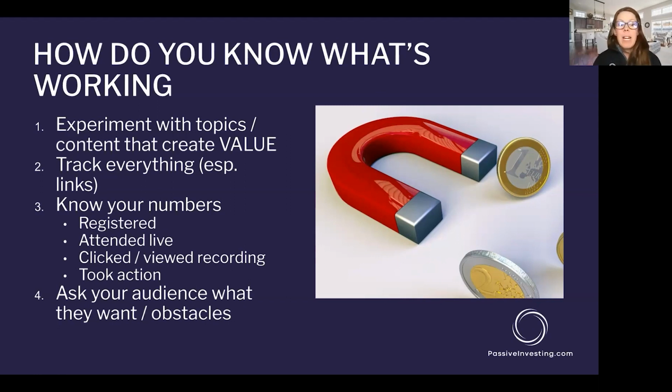And then number 4, another way to see what might be working is to actually ask your audience what they want. What do they want to hear about from you? What are their obstacles? What can you solve? Because if you're speaking directly to your audience, either personally at conferences, meetups, or by asking the question on your live webinars and podcasts, asking for that feedback, they'll tell you what they want to hear from you about.